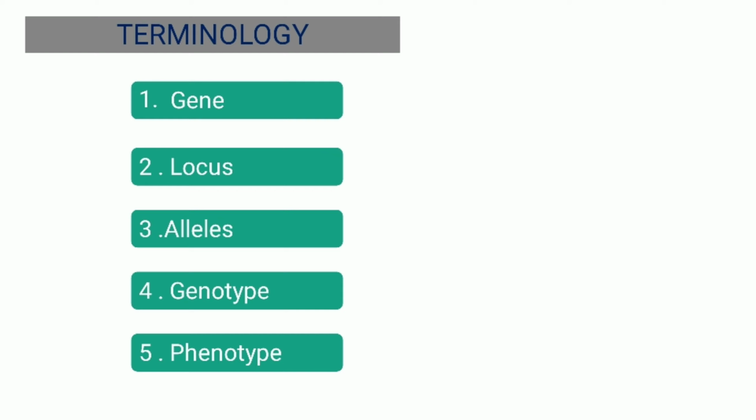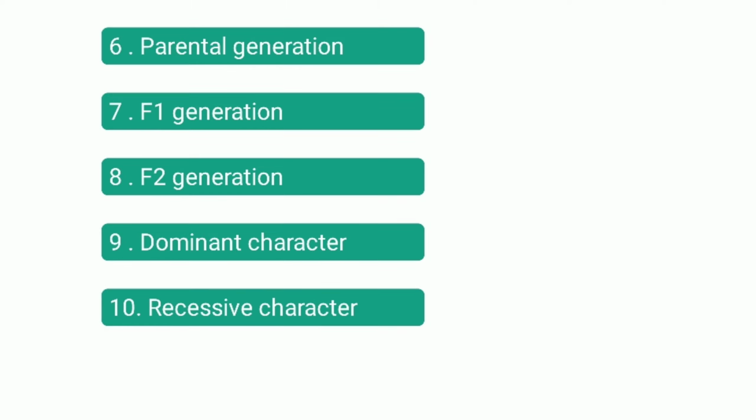Terminology. In genetics, we use terms like gene, locus, alleles, genotype, and phenotype. The parental generation, F1 generation, F2 generation, dominant character, and recessive character. Let's know one by one.